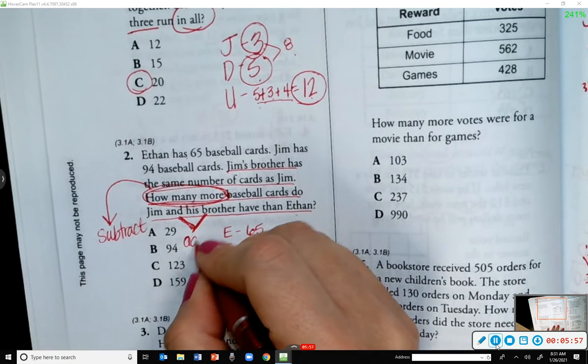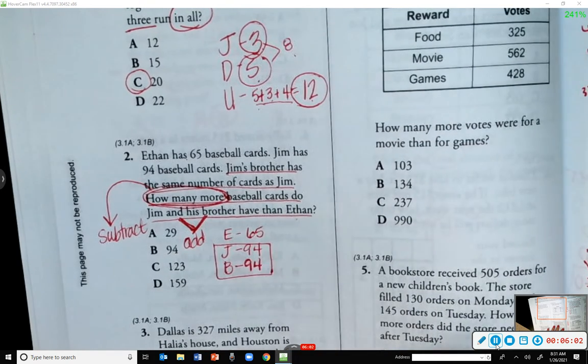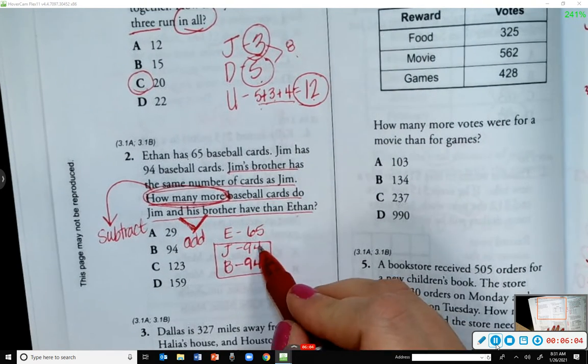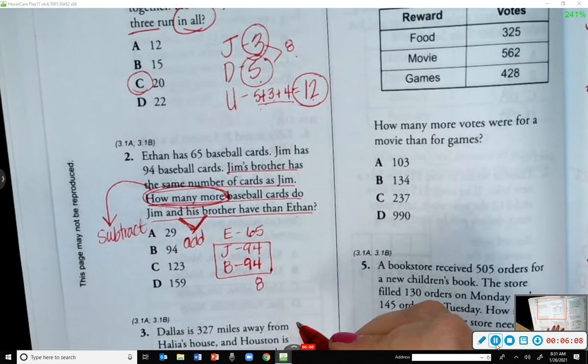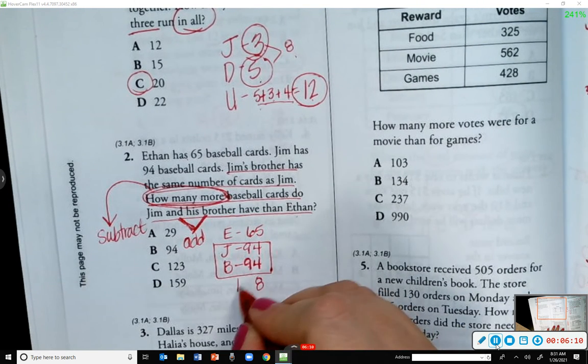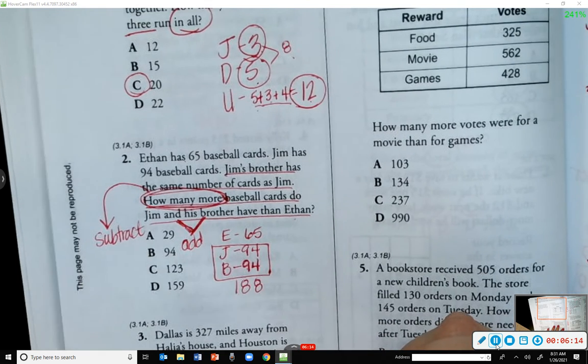Add them. Okay? So here's Jim and his brother. I'm going to add those first. 4 plus 4 is 8. 9 plus 9, 18. Okay? So that was step 1. Step 2, I need to do what, Bryson?